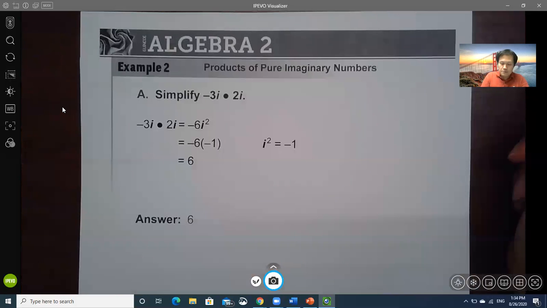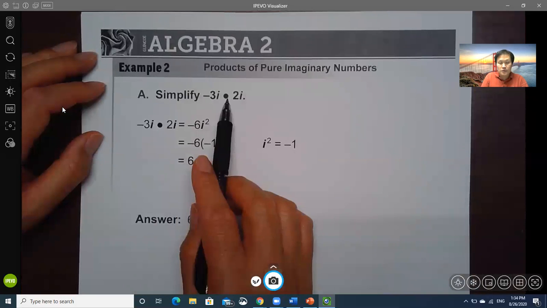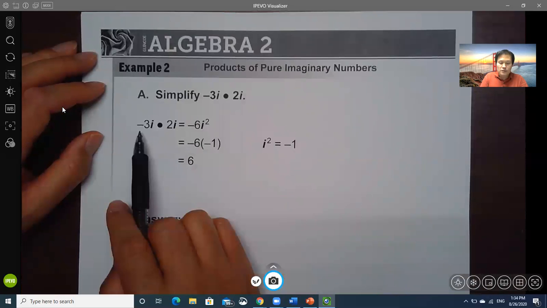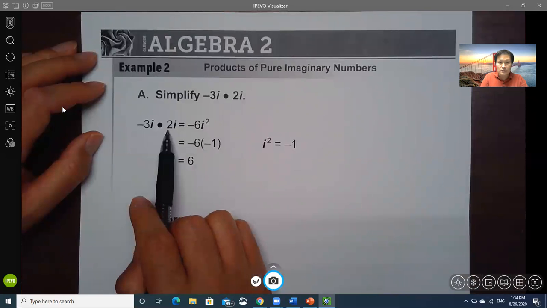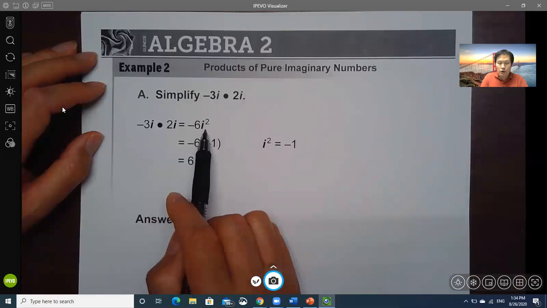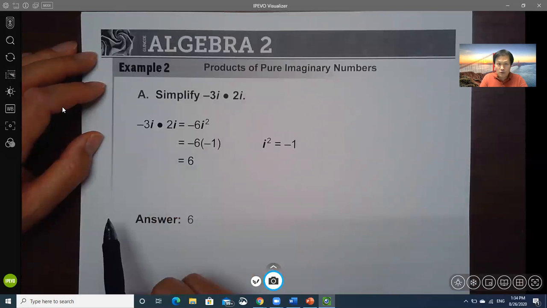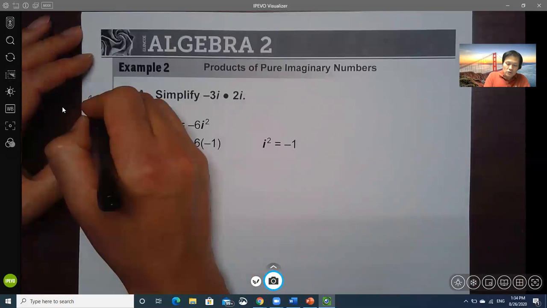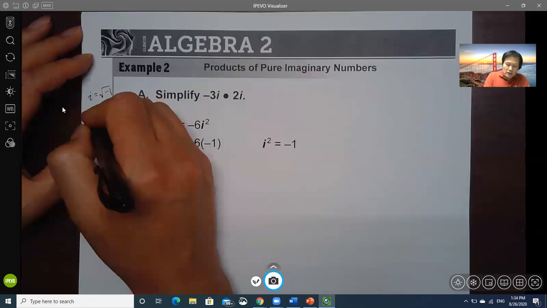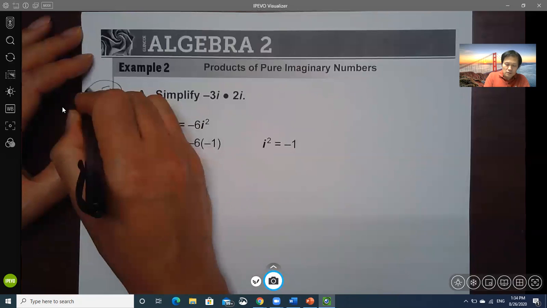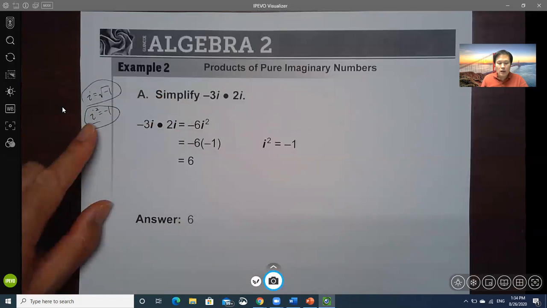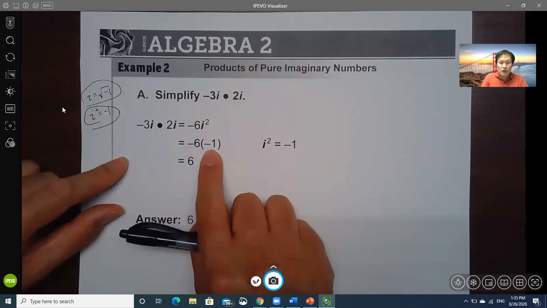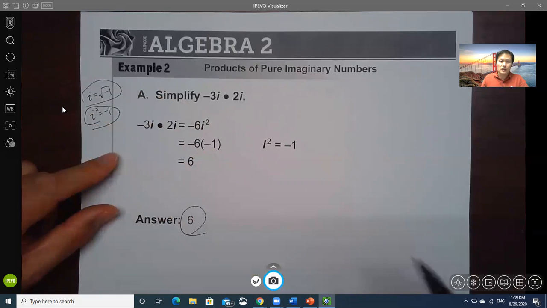Next step. Simplify minus 3i times 2i. Multiply the numbers. Minus 3 times 2 is minus 6. i times i is i squared. Do you remember? One of the things I asked you to memorize: i is square root of minus 1, and i squared equals minus 1. So i squared is equal to minus 1, times minus 6. Final answer becomes 6.